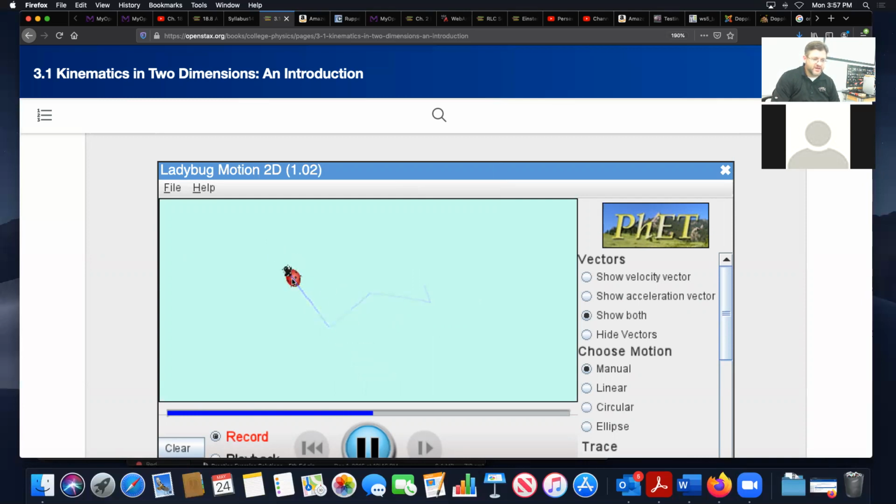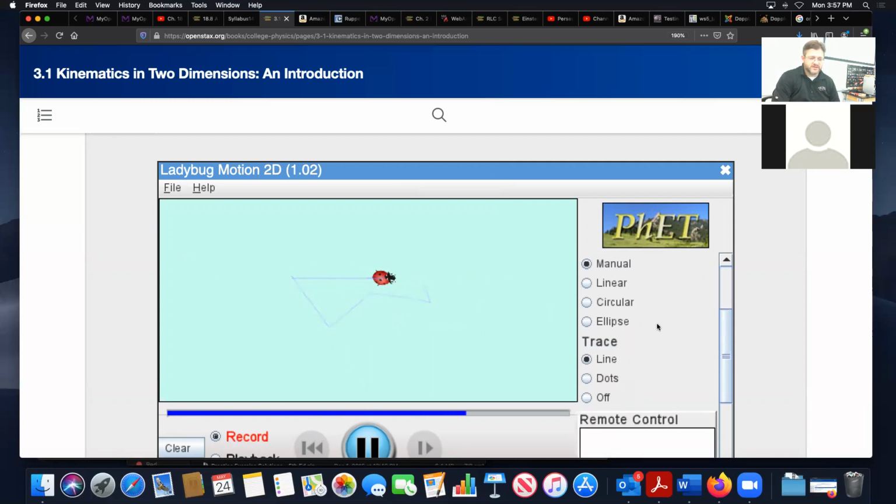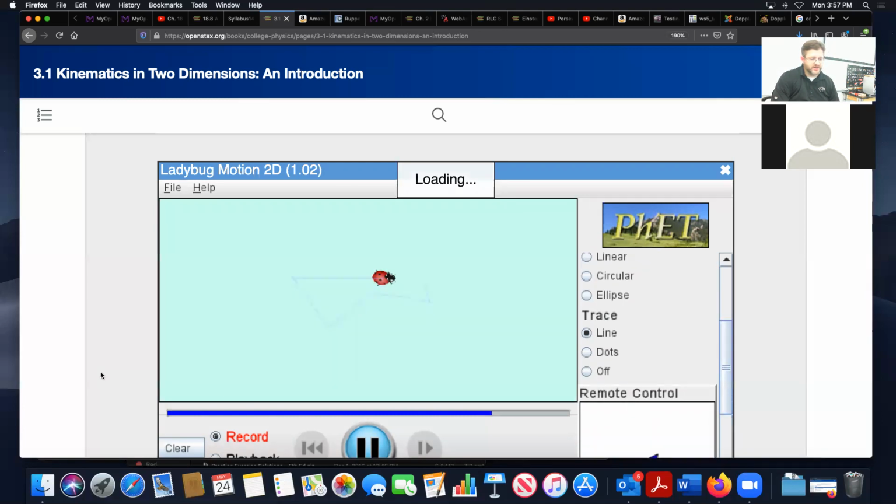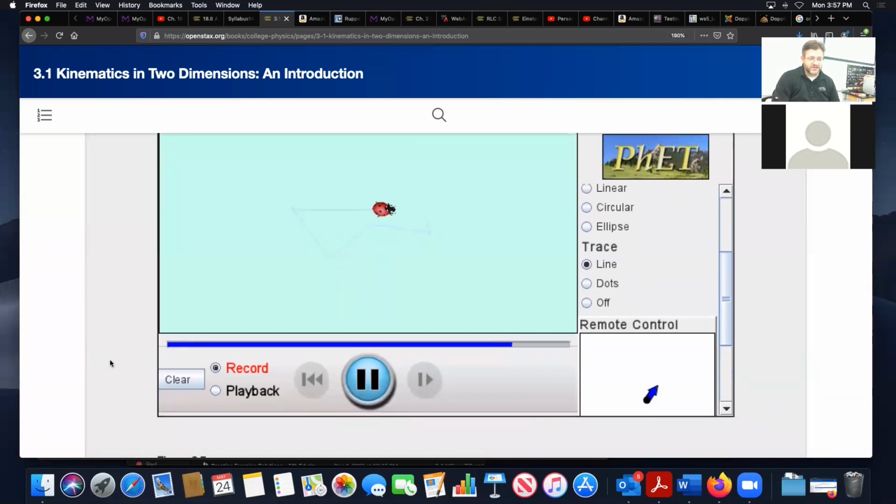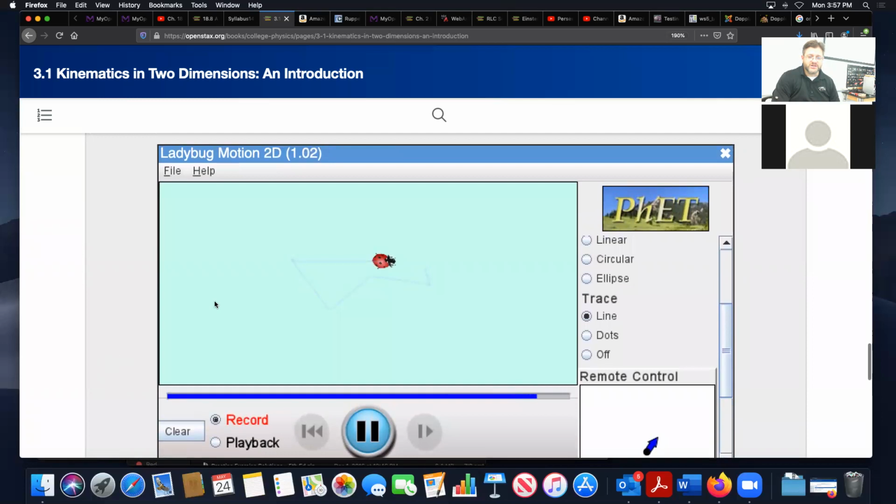The velocity vector is going to be to the right, and the acceleration vector will be to the right, but then it'll slow down. That's because it's going to need a deceleration to slow down, or an acceleration in the opposite direction. And you can also do different kinds of motion automatically, like a circular motion. Circular motion is interesting because the velocity and the acceleration are perpendicular to each other. We'll learn more about that.